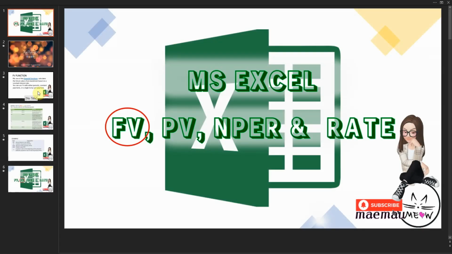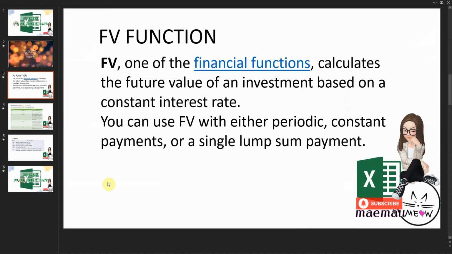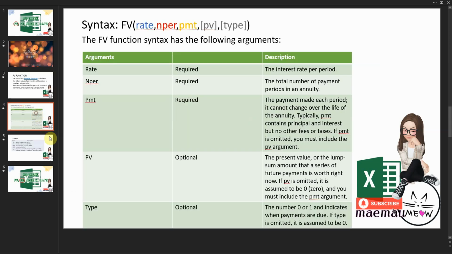All right, so the FV function is one of the financial functions in Microsoft Excel. It calculates the future value of an investment based on a constant interest rate. You can use FV with either periodic, constant payments, or a single lump sum payment. FV stands for future value. The syntax is FV, open parenthesis, rate, comma, nper, comma, PMT, comma, PV, comma, type, close parenthesis.